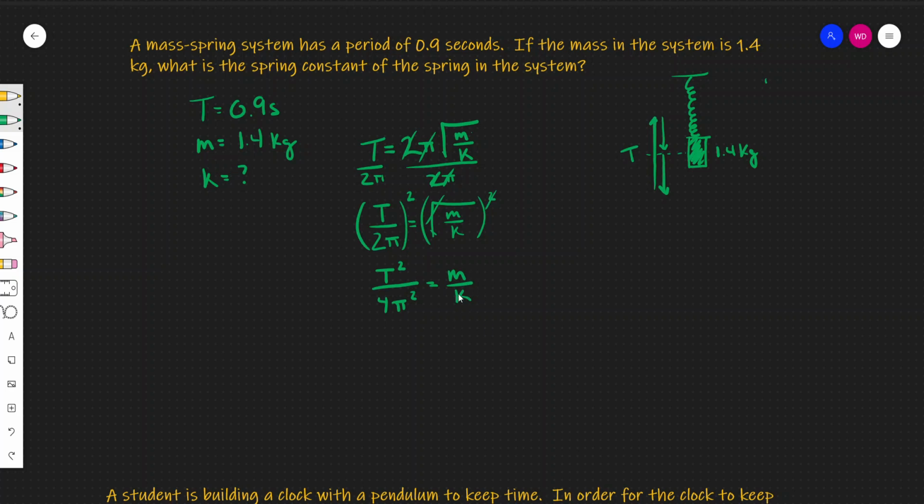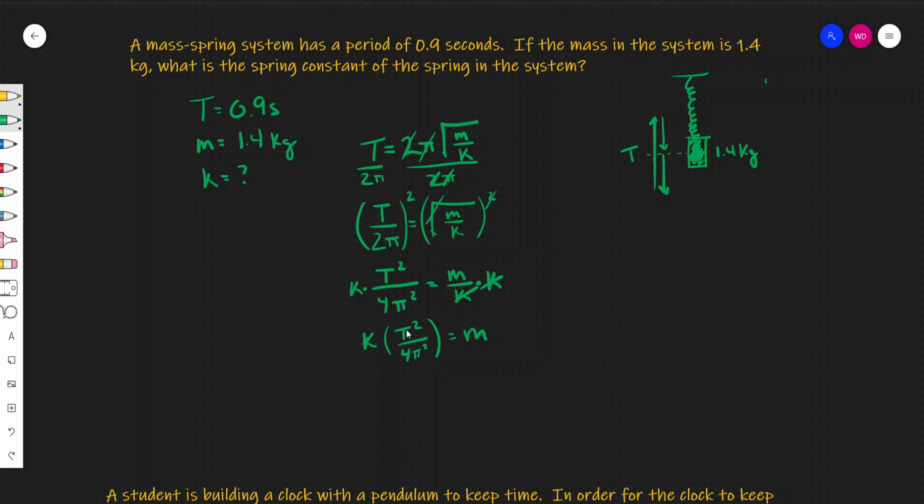So I need k, and it's on the bottom. We hate problems where the unknown variable is on the bottom because there are a number of ways to do this, but it means more algebra. Let's multiply both sides by k. It's not the only way, but I think it uses the simplest methods. Now I'm left with k times T squared over 4 pi squared is equal to m. If I was solving for m, I could just plug in the numbers, but I'm not. I'm solving for k, and it's not by itself.